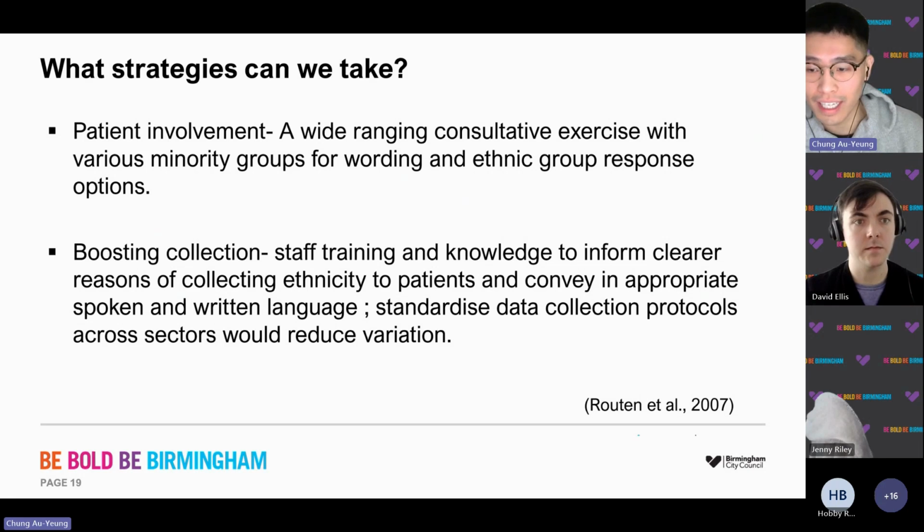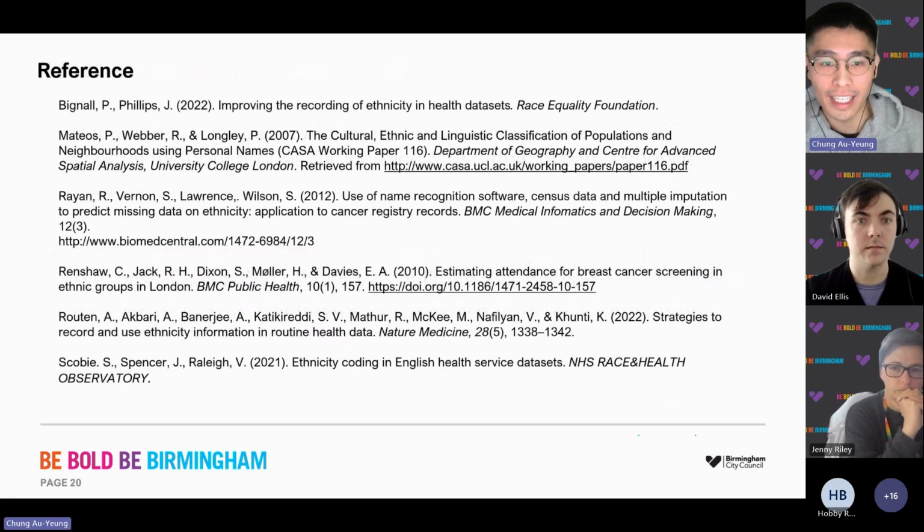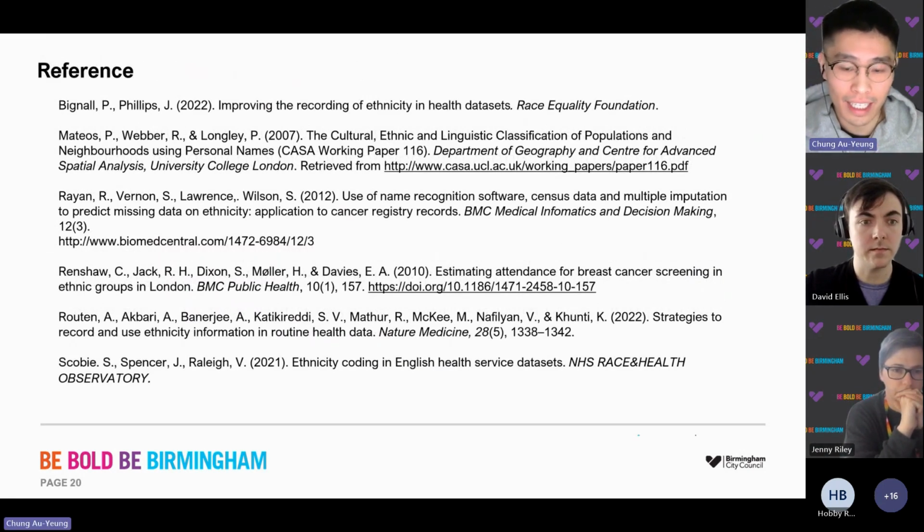It is a wide-ranging consultative exercise with various minority groups on the wording and ethnic group response options. This is to avoid pitfalls when we are asking minority groups for their ethnicity. The next suggestion is boosting collection by providing intensive training to staff, with the knowledge to give patients clearer reasons for collecting ethnicity and convey them in appropriate spoken and written language. Another method is to standardize data collection protocols across sectors, because there is often variation across hospitals or GPs when recording ethnicity data. If you're interested in the methods, you can go on to these links for more in-depth understanding.